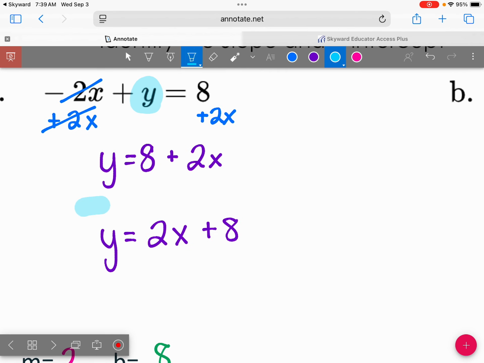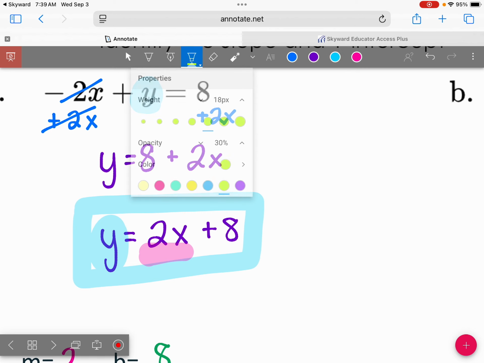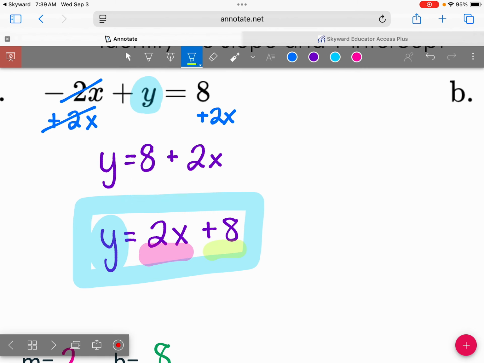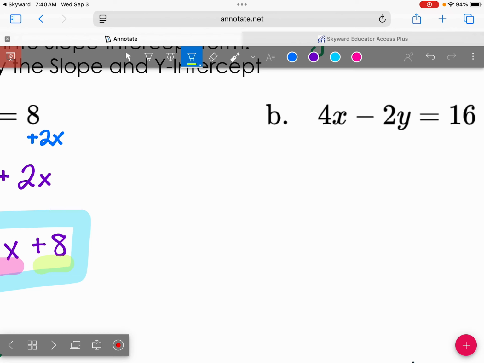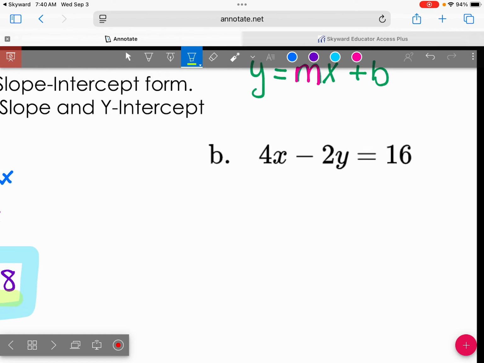This is our slope-intercept form right here. I have my y equals, then we have our mx, then we have our b. And so we're into our slope-intercept form. That's our slope. There's our intercept. We're done. So then let's look at the one on the right. We've got our 4x minus 2y equals 16. And we want to be able to put this into slope-intercept form. What do we need to do first?